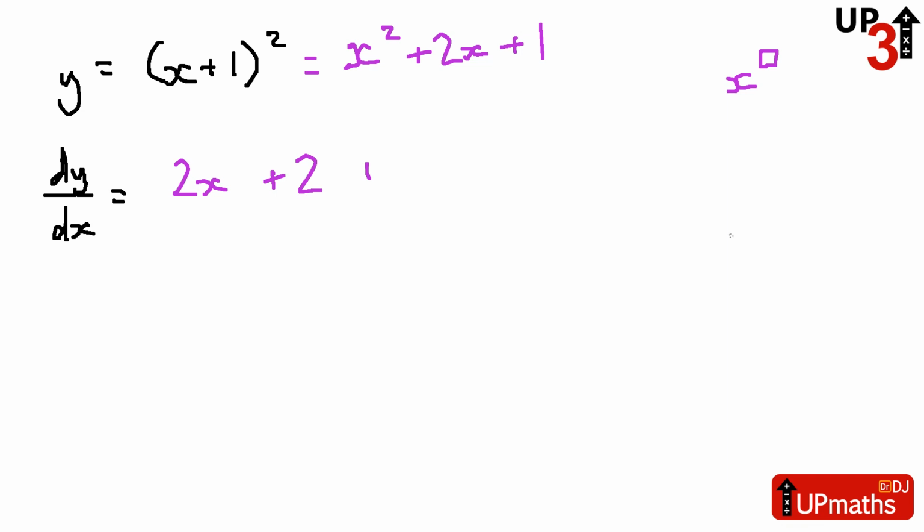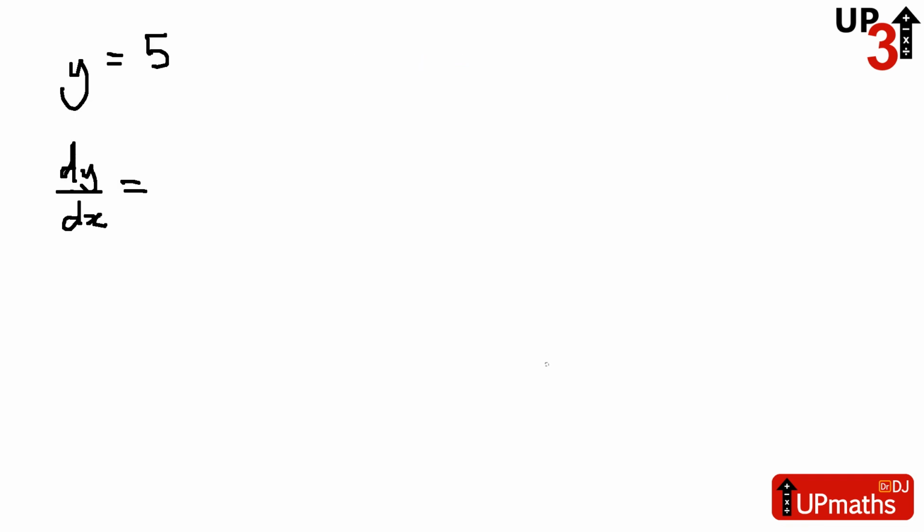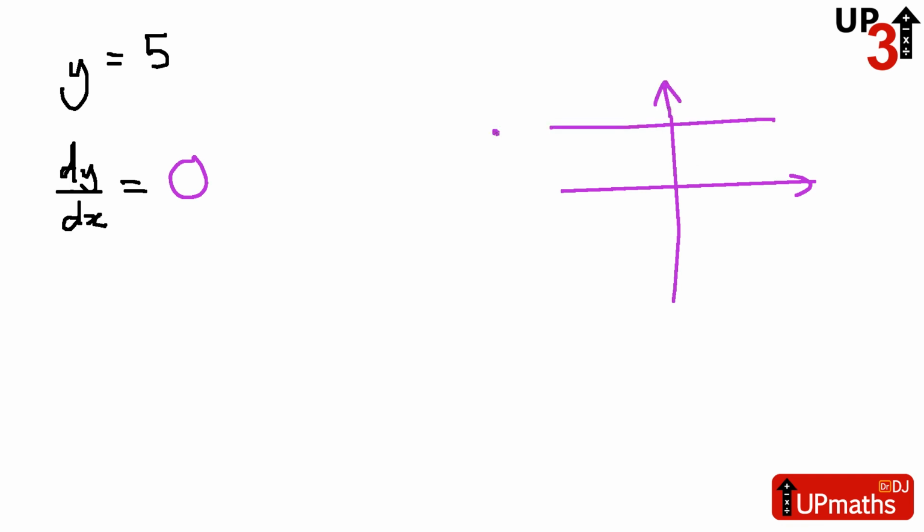Why is that? Because that's just like a graph of y equals 1, and the gradient of that is 0. Let's do the next question. What's dy dx? 0. Because as we said just on the previous question, let's just do it again. This is the line y equals 5. What's the gradient? Oh look, the gradient of that line is 0 because it's horizontal.